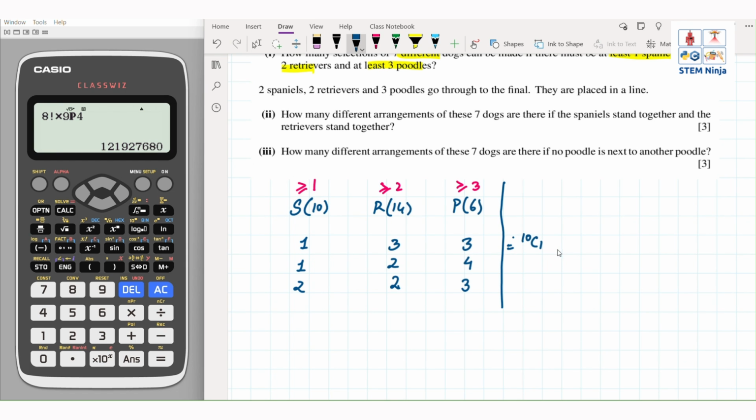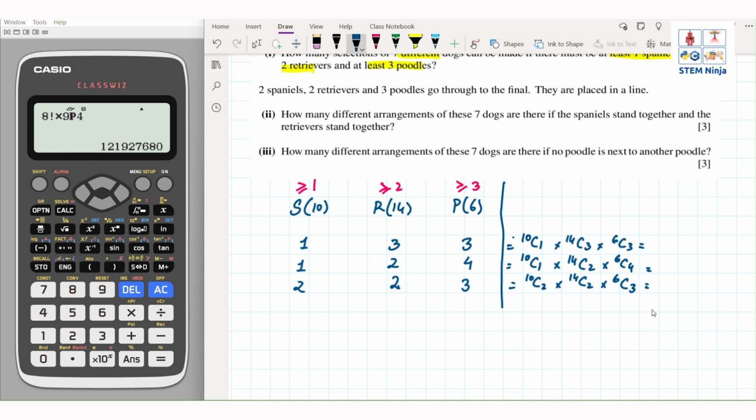10C1, 14C3, 6C3, 10C1, 14C2, 6C4, 10C2, 14C2, 6C3.